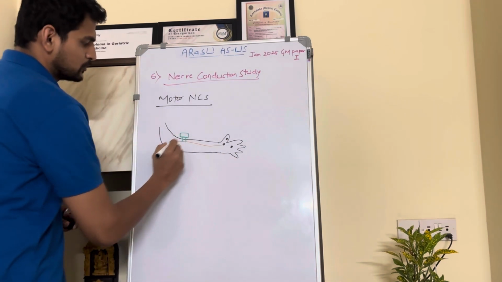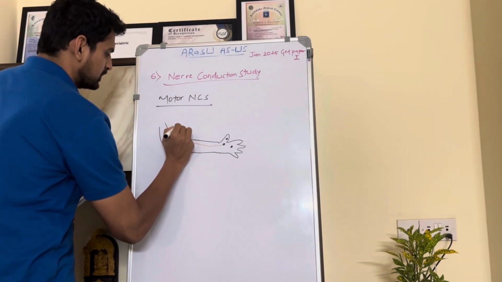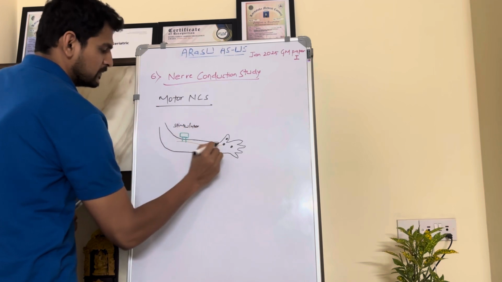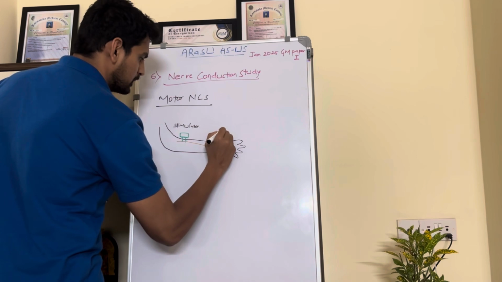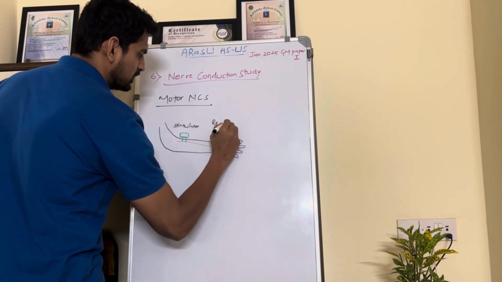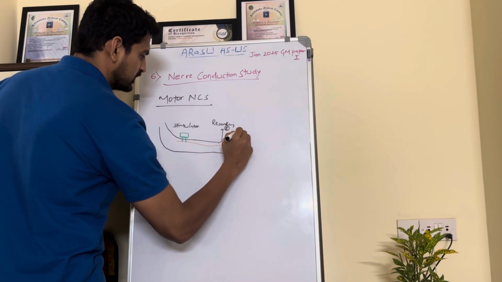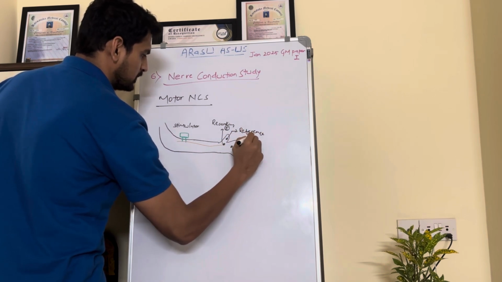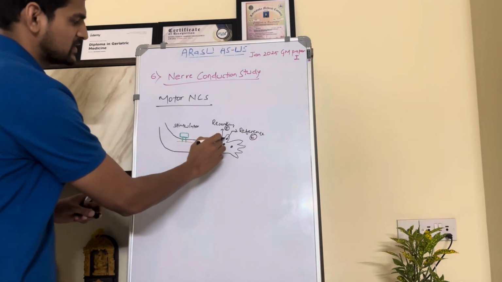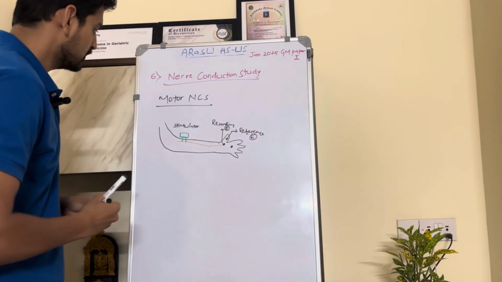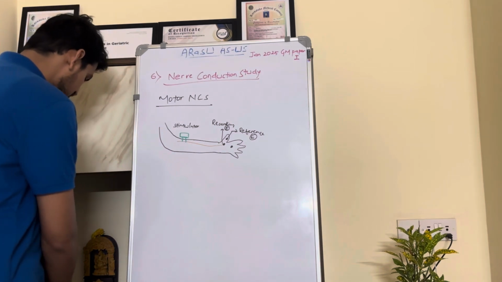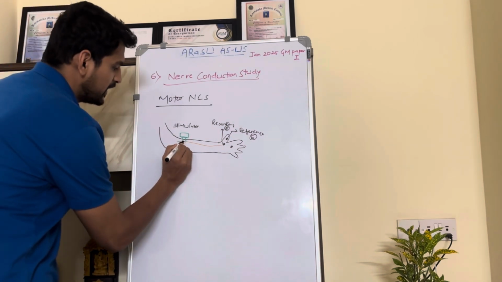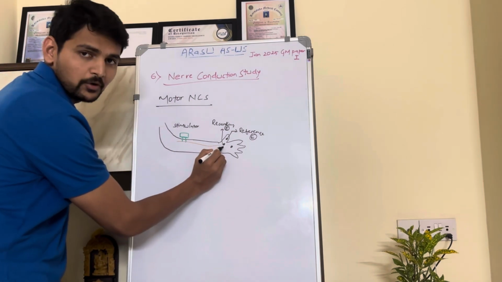To label them, this is the stimulator. Here will be the recording electrode, and this is the reference electrode. These are placed over the particular muscles to record the response. Once this placement is done, there will be stimulation. They will stimulate the nerve and record the response.